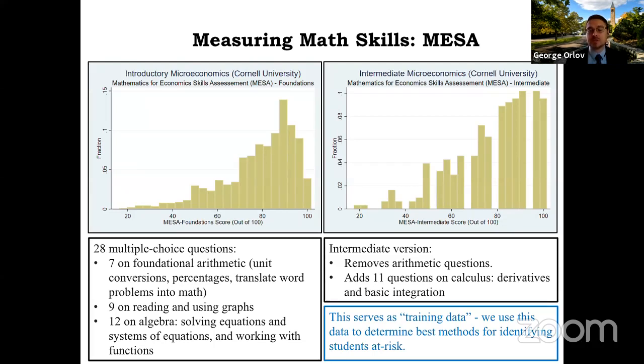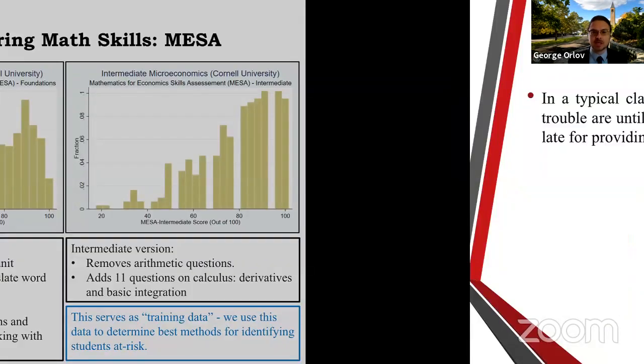And the data you're seeing here, for the talk and for what we're doing, really served for Cornell as training data, if you will. We use this to determine the best methods for identifying students, which we would call students at risk. And from that perspective, we are looking at different categories of what could be considered at risk.